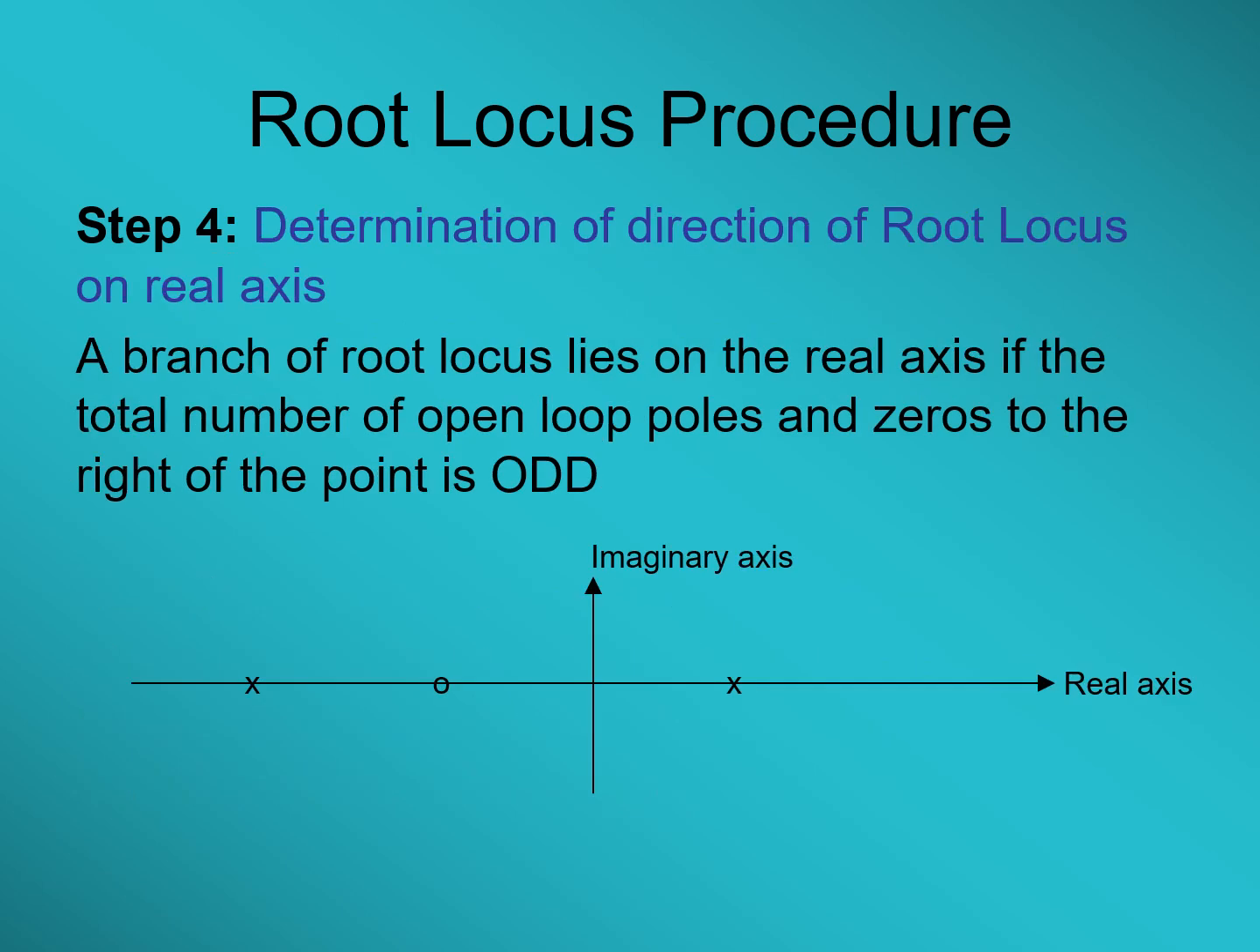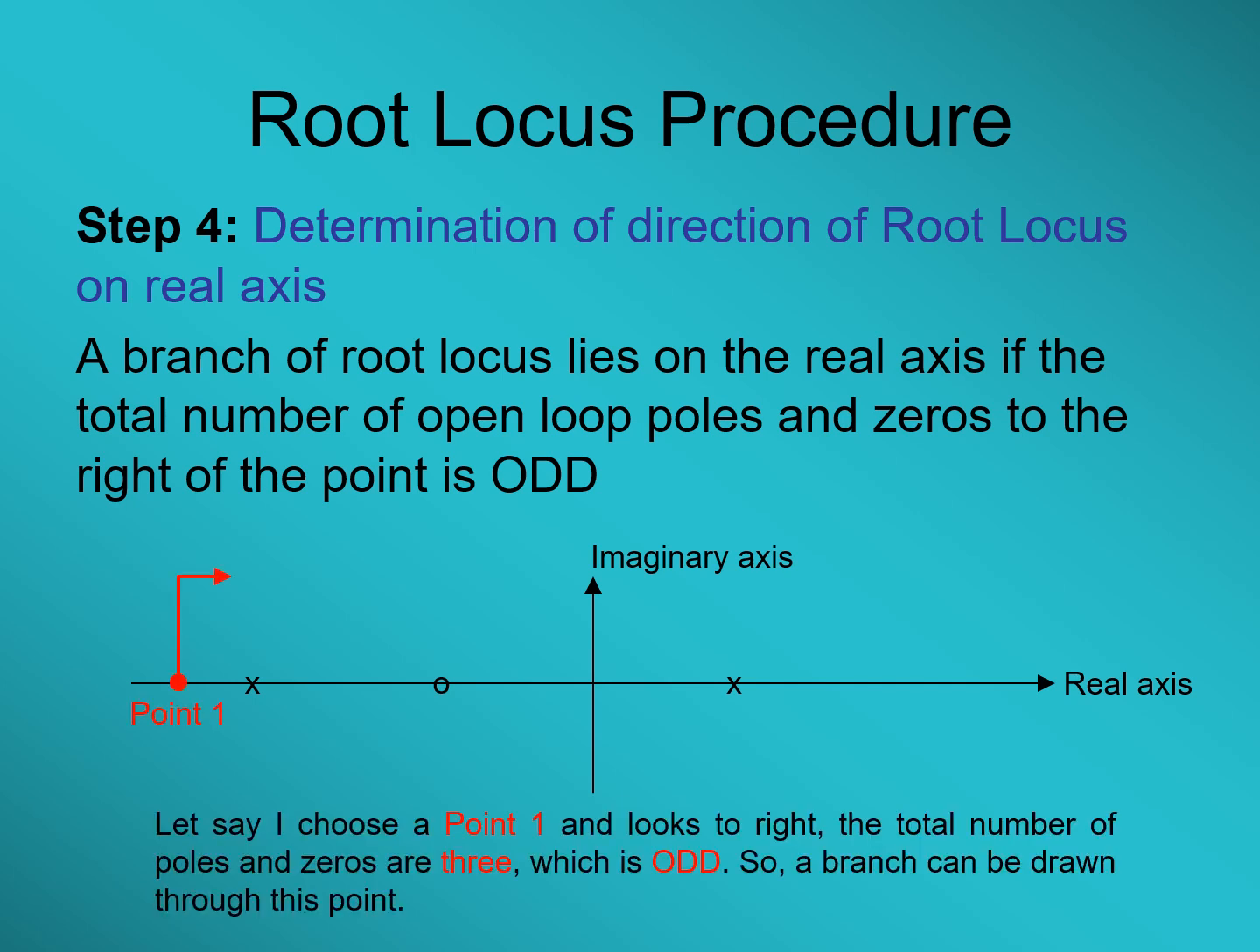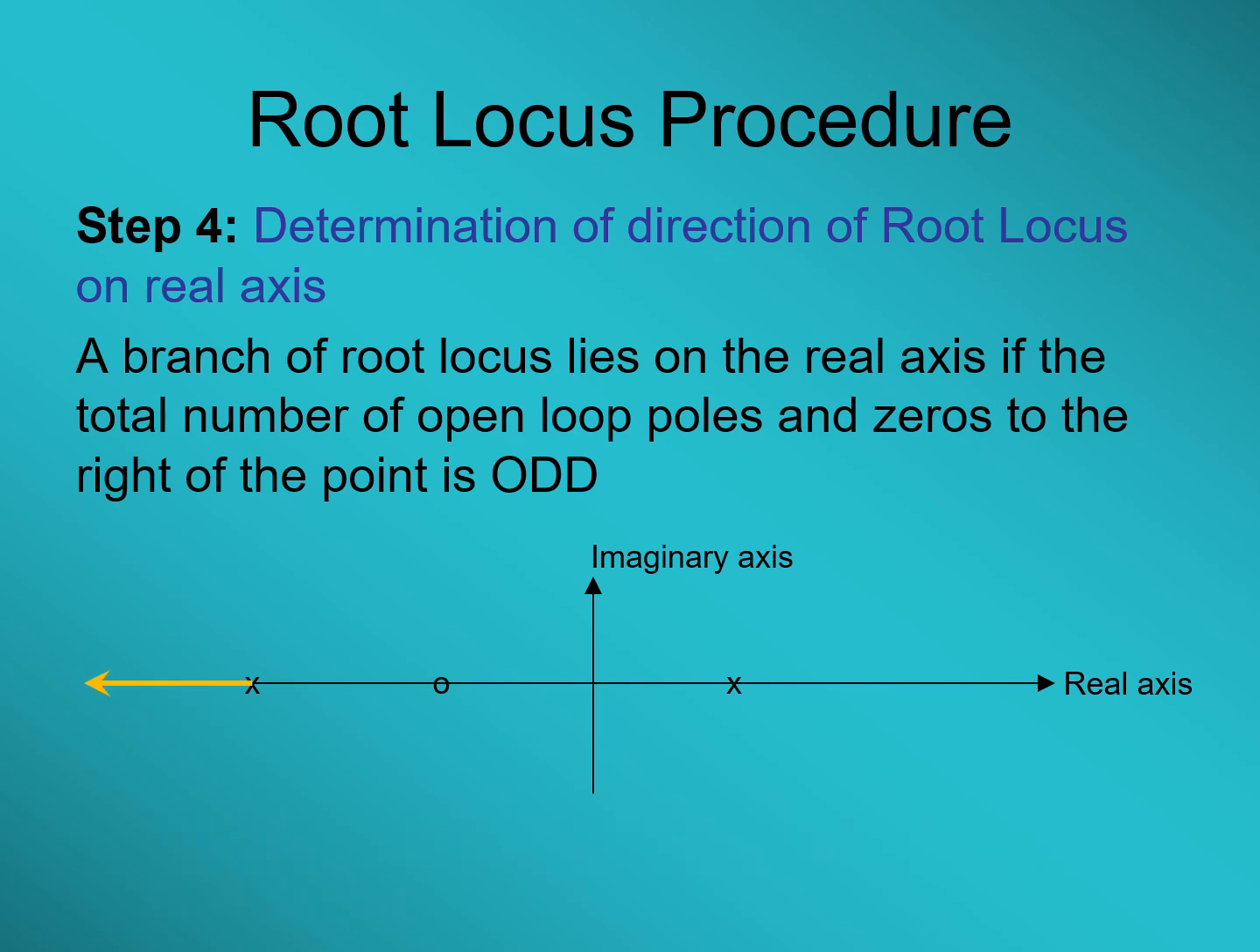Step number 4 is the determination of the direction of the root locus on the real axis. A branch of the root locus lies on the real axis if the total number of open loop poles and zeros to the right of the point is odd. For example, let's say I choose point number 1 and look to the right. I see the total number of poles and zeros is 3, which is odd. So a branch can be drawn through this point. I can draw the branch given by this yellow arrow.